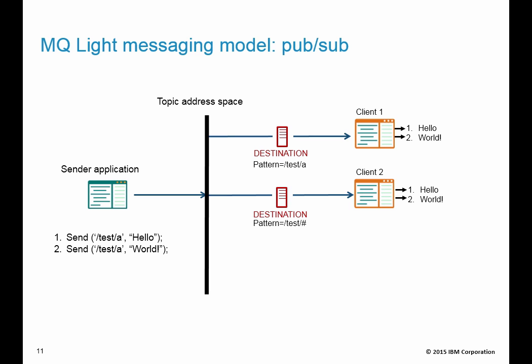On this slide, we see the publish-subscribe model. Similarly as before, a message is being sent, but in this model, a message can be sent to multiple destinations.